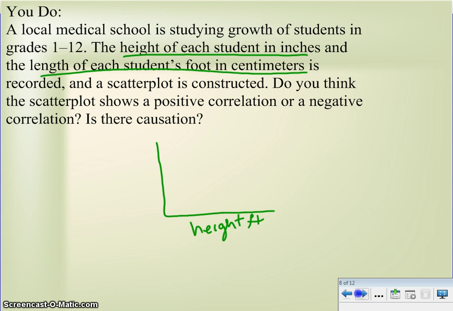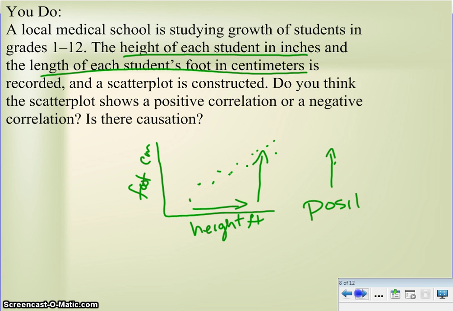in feet and their foot length in centimeters, the thing is as a person grows taller, their feet tend to get bigger. So my guess would be a scatter plot would look a little bit like that. And there is a positive correlation because as x increases, y also increases.